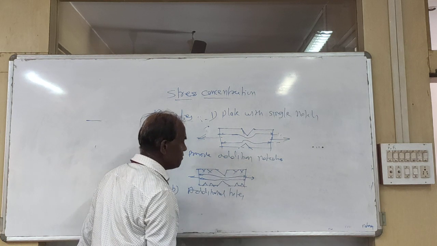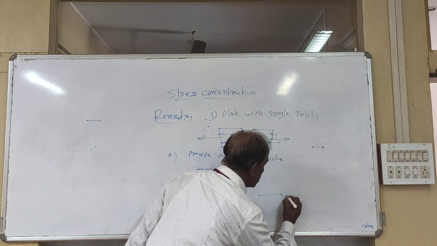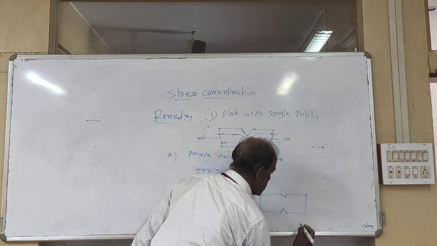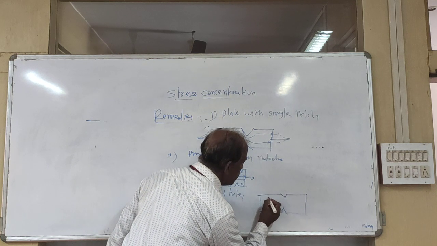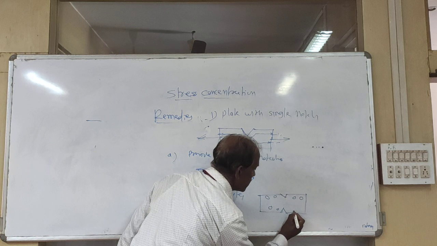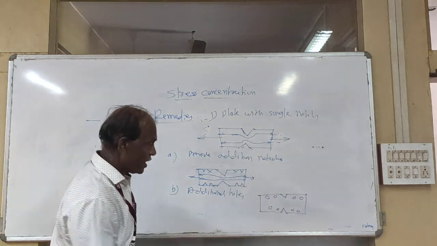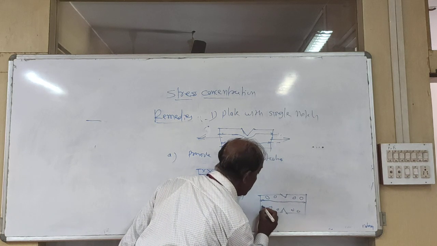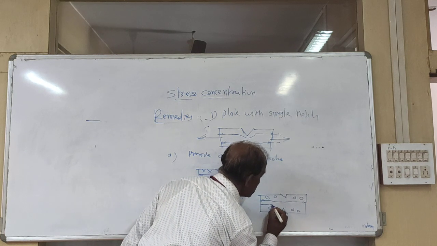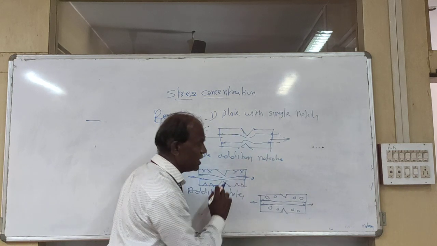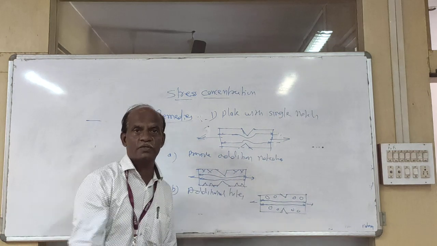For example, this is the same plate, but you provide holes. Drill the holes. Again, severe stress concentration lines, stress lines, are shifted toward the center line. So like this, these are the directions. These are the reverse stress lines. Provide additional holes. This is one of them.